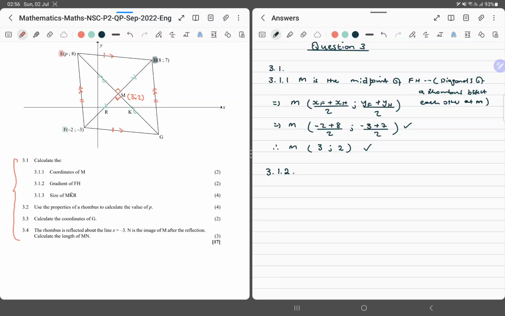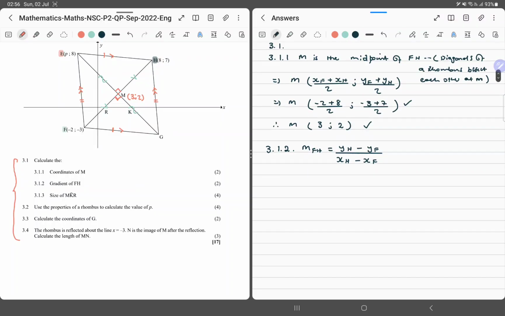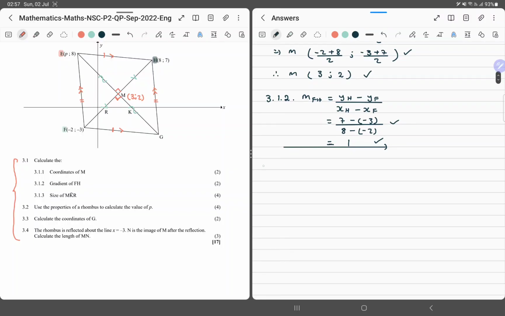Okay, the gradient of FH, again, is very easy. The gradient of FH is going to be y at H minus y at F, all over x at H minus x at F. So y at H is a 7 minus negative 3. This is going to be an 8 minus negative 2. So that's 10 over 10, which is 1. So that's good because it's a positive gradient. It may just be a matter of the value, but we can accept its sign. Again, you get a mark for that substitution and for the answer. Okay, easy stuff, but show everything, please.